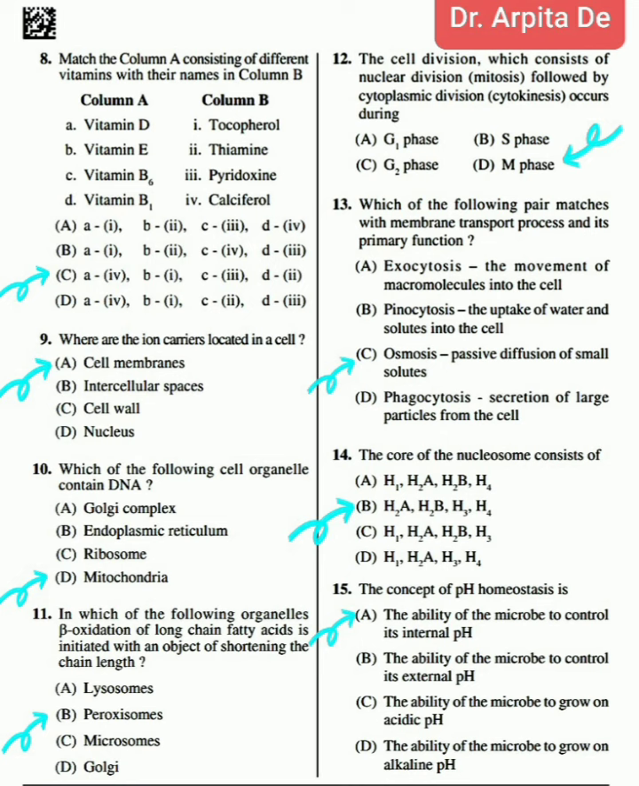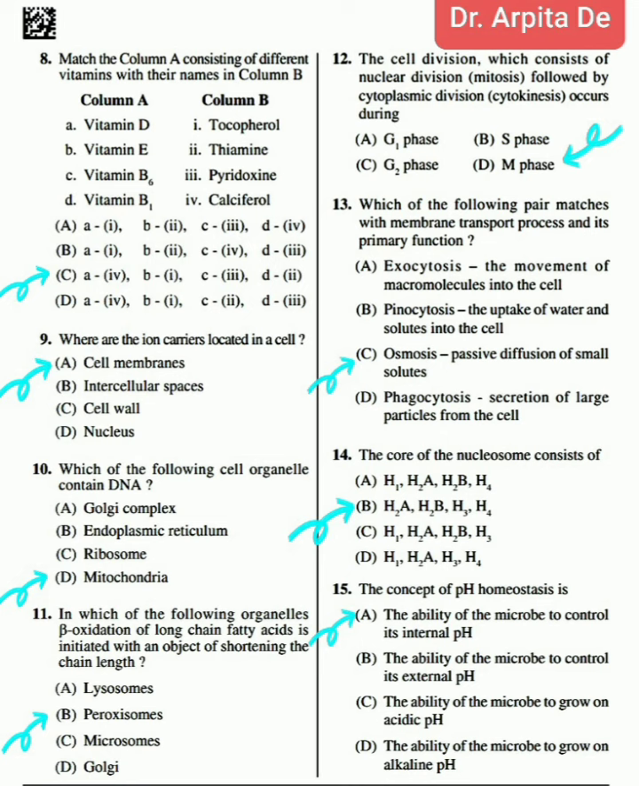Next, coming to question number 13. Which of the following pairs matches a membrane transport process and its primary function? Exocytosis, the movement of macromolecules into the cell. Very much wrong. Exo means outside. So that's wrong. Pinocytosis, the uptake of water and solutes into the cell. No. Osmosis, passive diffusion of small solutes. Correct. Phagocytosis, secretion of large particles from the cell. No. So our correct answer is C.